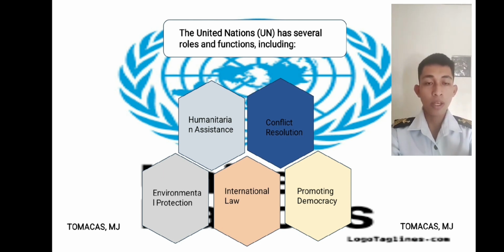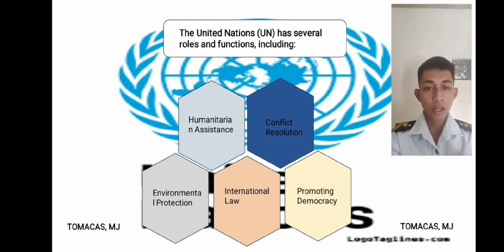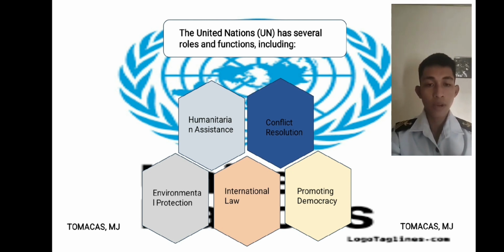The next one is promoting democracy. The UN promotes democratic governance and the rule of law in countries around the world. It does so by supporting efforts to hold free and fair elections, strengthen democratic institutions, protect human rights, and build the capacity of governments to govern effectively. This work aims to foster stable and inclusive societies.